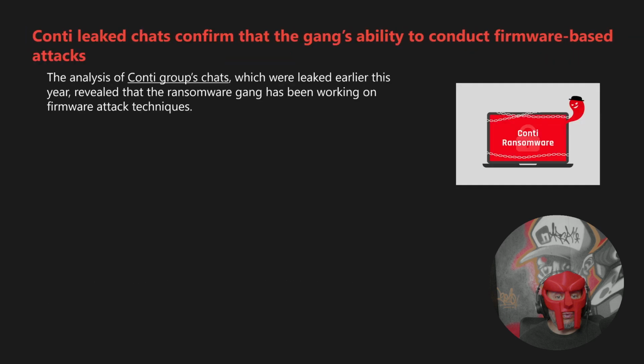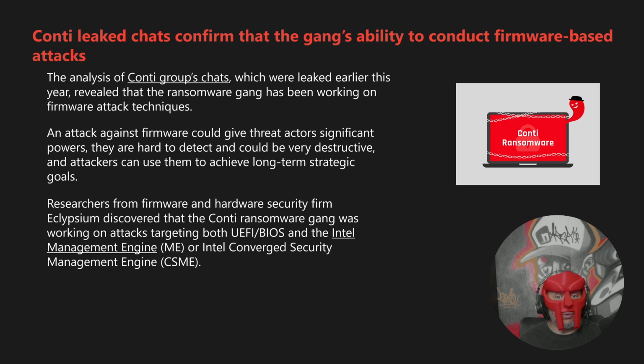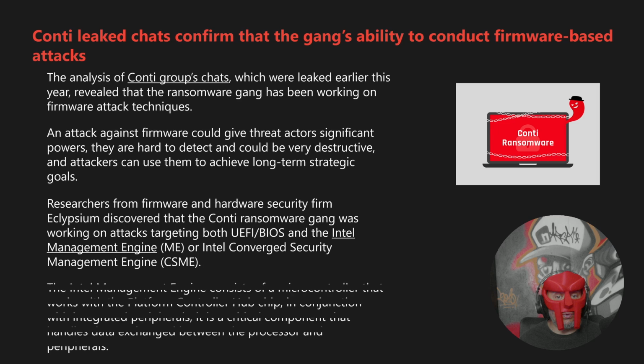The analysis of Conti Group's chats, which were leaked earlier this year, revealed that the ransomware gang has been working on firmware attack techniques. An attack against firmware could give threat actors significant powers. They are hard to detect and could be very destructive, and attackers can use them to achieve long-term strategic goals. Researchers from firmware and hardware security firm Eclypsium discovered that the Conti ransomware gang was working on attacks targeting both UEFI/BIOS and the Intel Management Engine, or Intel Converged Security Management Engine.